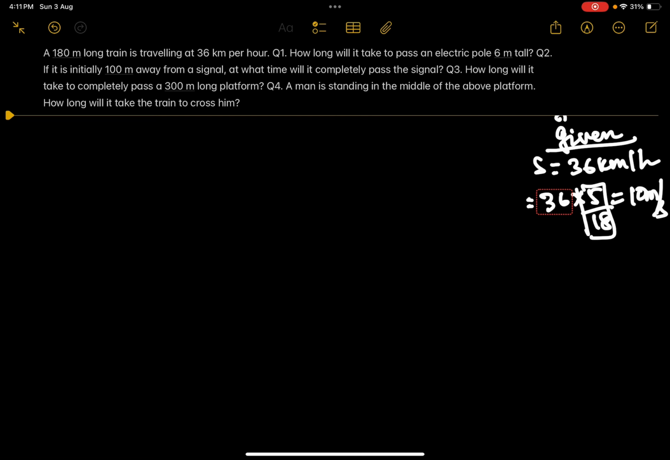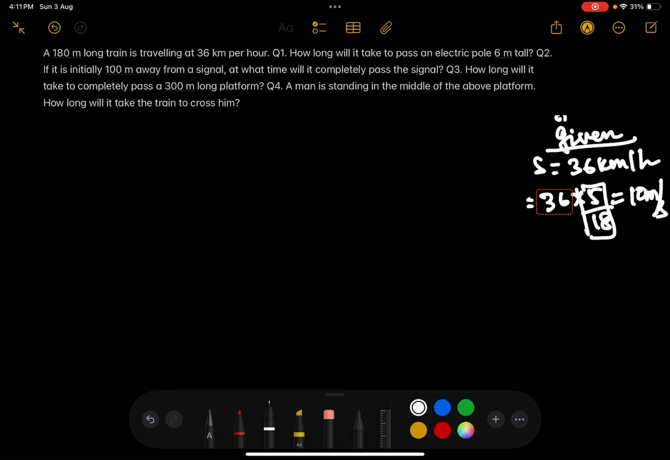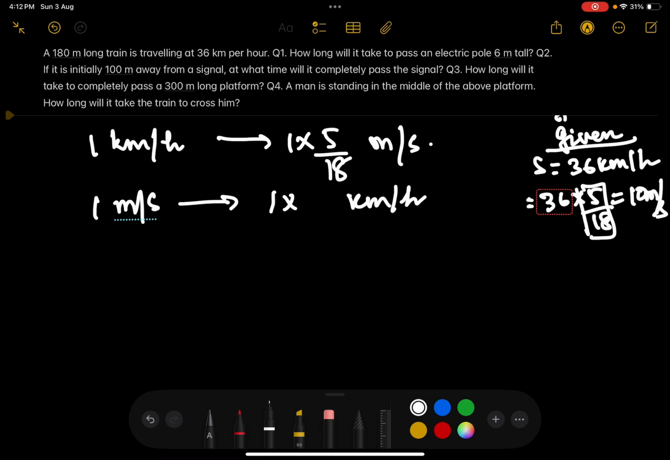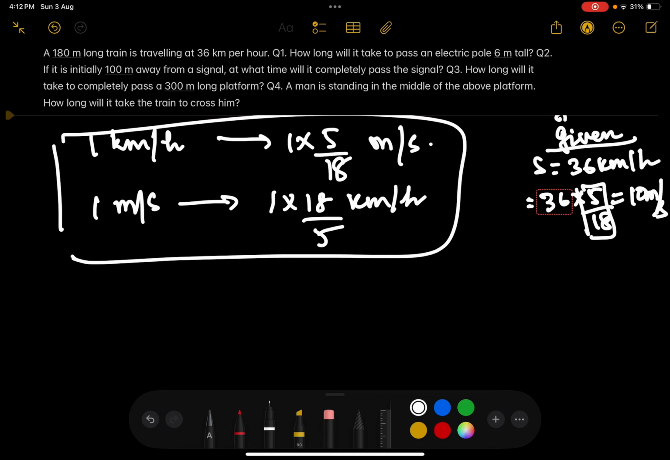This concept says that from kilometers per hour to meters per second, you multiply by 5 by 18. And in case you have meters per second and you want to convert it into kilometers per hour, you multiply by 18 by 5. This is something you need to remember.